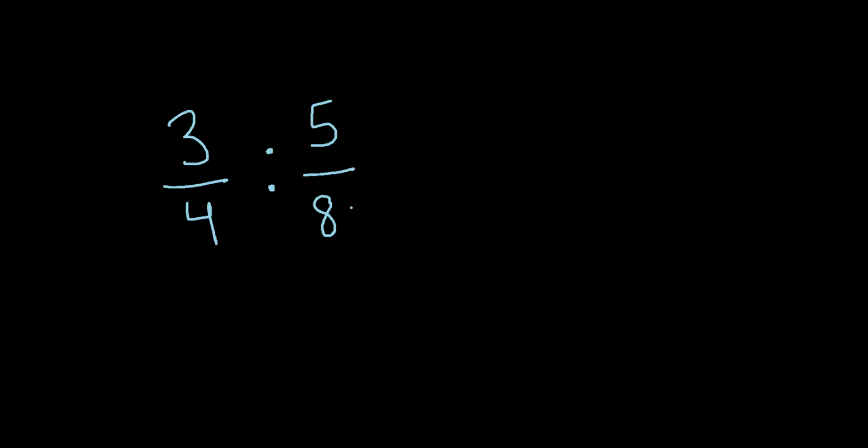So what we want to do is convert each fraction to have a denominator of 8. This fraction already has a denominator of 8, so we don't have to do anything to it. To get this fraction to have a denominator of 8, we need to multiply it by 2, since 4 times 2 is 8. And whatever we do to the denominator, we also have to do to the numerator. So we need to say 3 times 2. We can rewrite this as 3 times 2, that's 6, over 4 times 2 is 8, and then we still have 5/8. So we've rewritten this as 6/8 to 5/8.